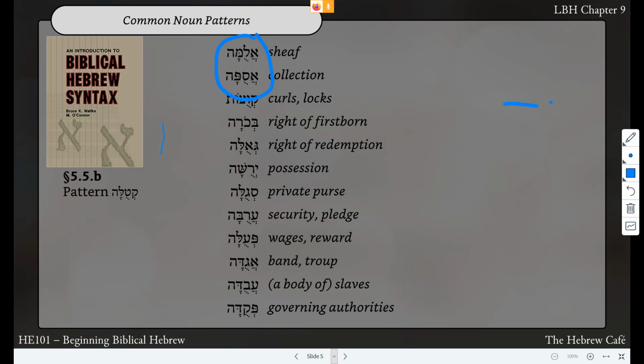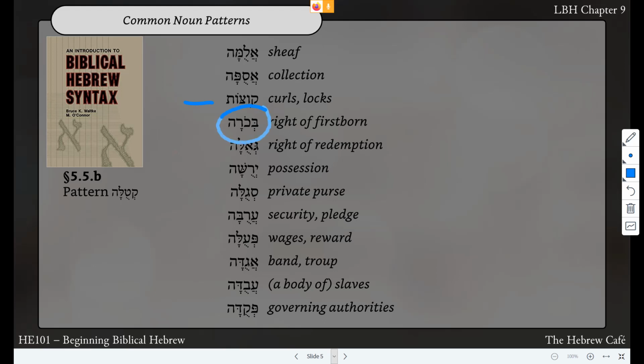It's ah, oo with dagesh, and then ah. Aluma, asupa. It's the same pattern. Kivutzot. Kivutzot, curls or locks in your hair. Curls today we would call them taltalim, but this is like a lock of hair.